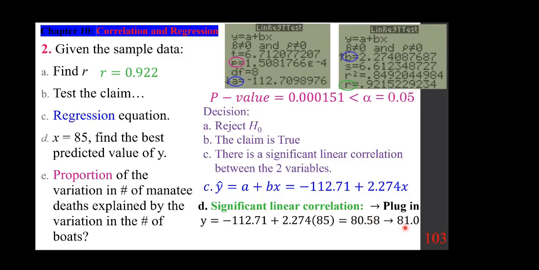The proportion of the variation in number of manatee deaths explained by the variation in the number of boats is R squared. Now, this is given. If it were not, all you had to do is take the value of R that you found and square it. And you can change that to a percentage. Therefore, 84.92% is the percentage of manatee deaths that is explained by the variation in the number of boats.